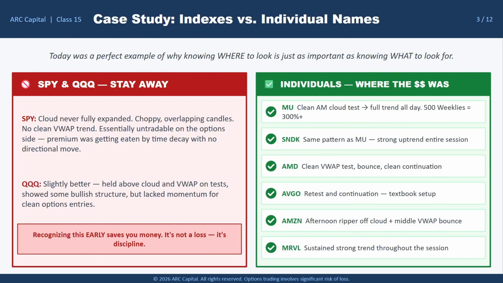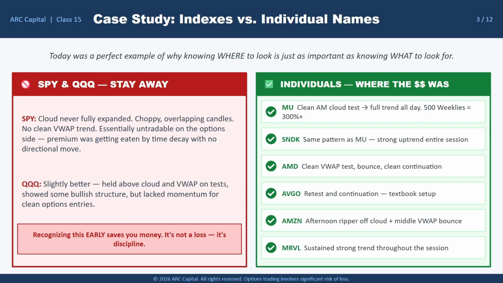Anyways, SNDK, same pattern as MU. Strong uptrend the entire session. Just kept on going. Paul ended up chasing into this, and this ended up absolutely ripping over 940 into 980. Just a crazy move. AMD clean VWAP test and bounce and clean continuation to that 300 psych level. And even once it broke 300, it went 4.5 points over. So still had a ton of room, was such a clean trend today. And we're going to get into the charts in a little bit here.